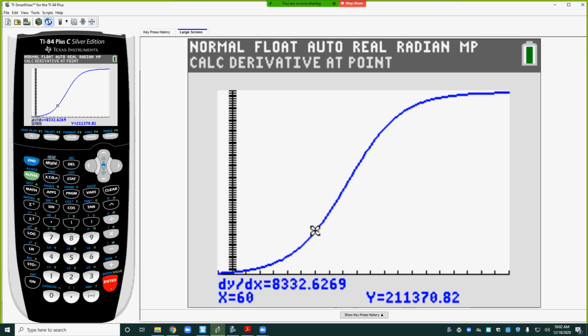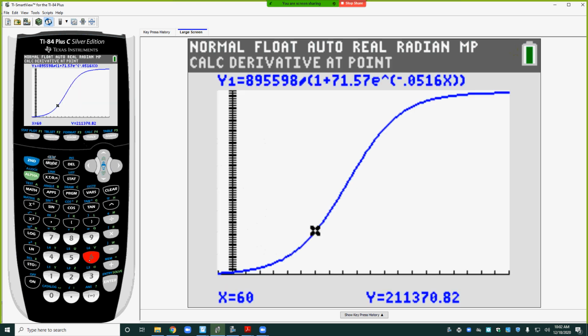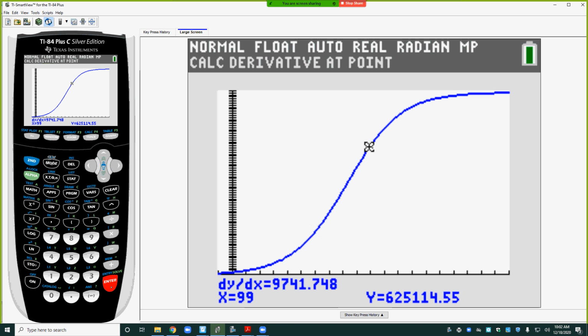And then at 99, second trace dy/dx. I actually prefer to do it from the graphing window, if I've got it typed in and that 99 is in my domain. At x equals 99, 9,741.748 people per year. One baby was being born across midnight, apparently.